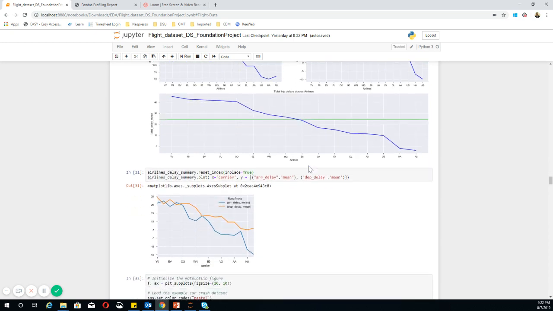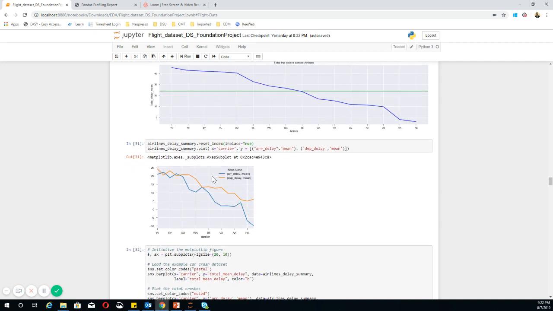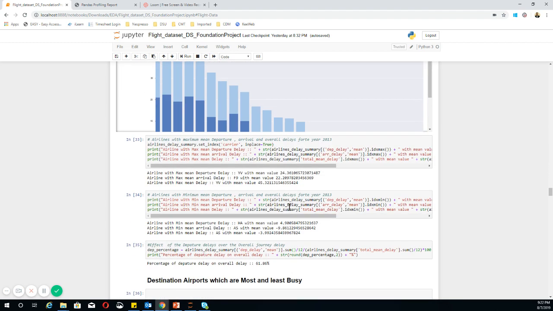From this you can infer that the departure delays are the major contributor to the total delay for a given itinerary, or overall for the year if you consider that. The same is plotted here. You can see the departure delay graph is much higher than the arrival delay graph in most cases. So these are the basic observations we made.